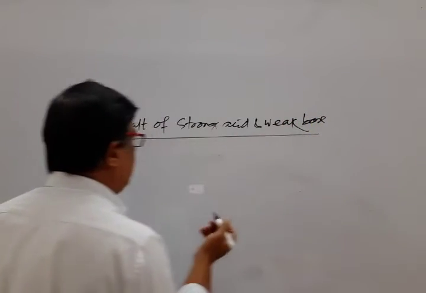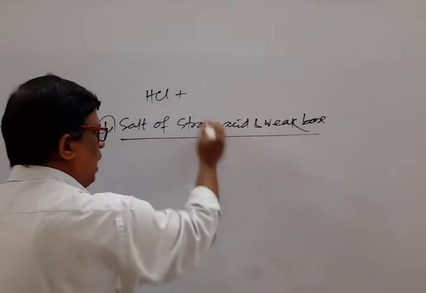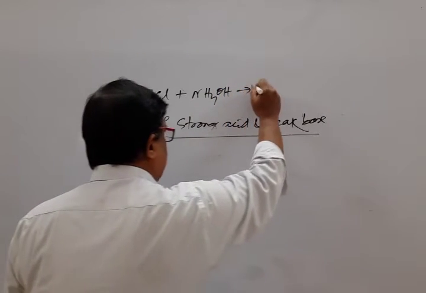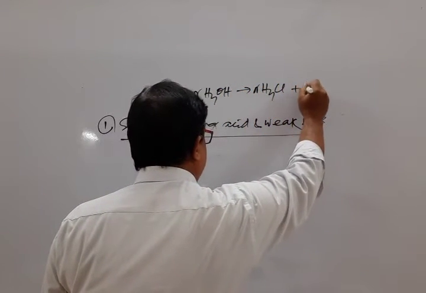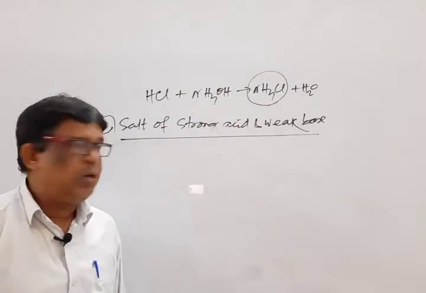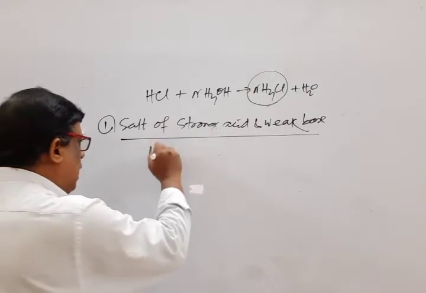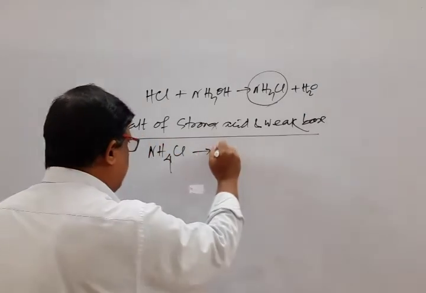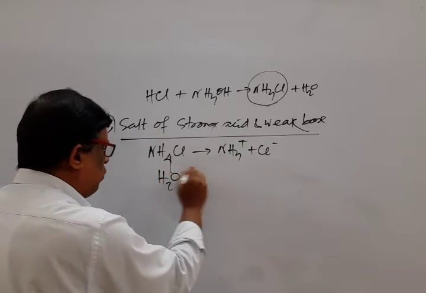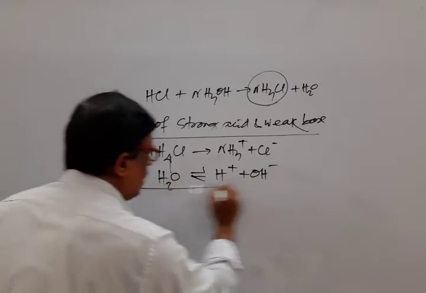We select only one: strong acid, that means HCl, and weak base, that is ammonium hydroxide, resulting in the formation of ammonium chloride plus water. So this one, ammonium chloride, comes under salt of strong acid and weak base. Mark that, as it is a salt, it is completely ionized to form ammonium ion and chloride ion. Water is a weak electrolyte, feebly ionized to form H plus ion and OH minus ion.